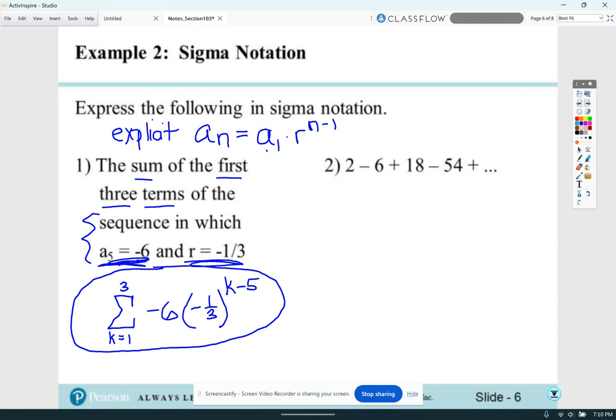All right, in the second one, I'm going to look at that first, and I'm going to decide what kind of equation I'm dealing with. Is it arithmetic? Is it geometric? Is there some sort of other pattern? So I'm looking to go from 2 to -6.